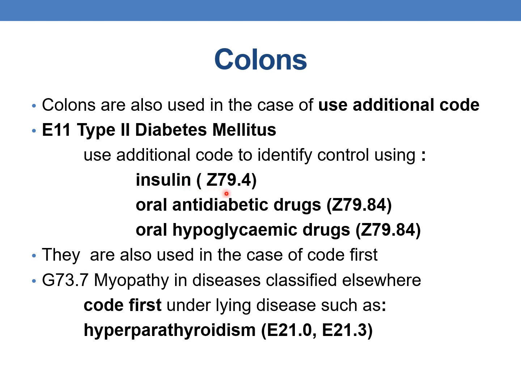If it is insulin, you need to code Z79.4. If it is oral hypoglycemic or anti-diabetic drug, you need to code Z79.84. They are also used in case of code first. Code first indicates a primary condition which must be coded first before the manifestation. As in the previous example G73.7, which is nothing but myopathy in diseases classified elsewhere, you can see under it code first underlying diseases such as hyperparathyroidism. So hyperparathyroidism may manifest myopathy. So before giving G73.7, you need to code first hyperparathyroidism.